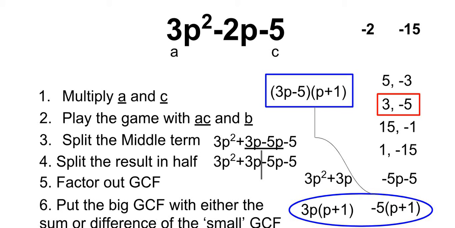And if we wanted to check this, we can use a method called FOIL. So what this is that you multiply 3p times p, and you get 3p squared, which is our first term, and then you do 3p times 1, and that gets you 3p, but we need to remember that number for this next step. You do negative 5 times p, and you bring back that 3p, and you do 3p minus 5p, since it's negative 5p, and you get negative 2p. So that's this negative 2p right here. And then the last step is you multiply negative 5 times 1, and you get negative 5.